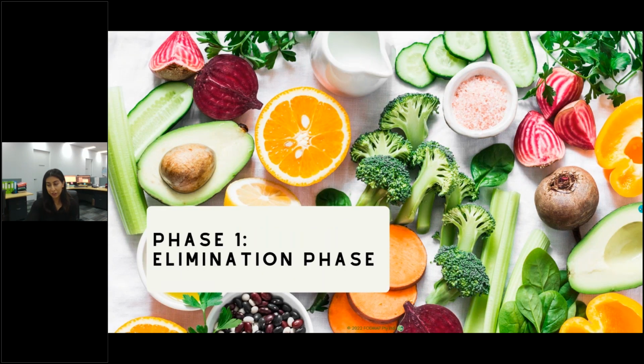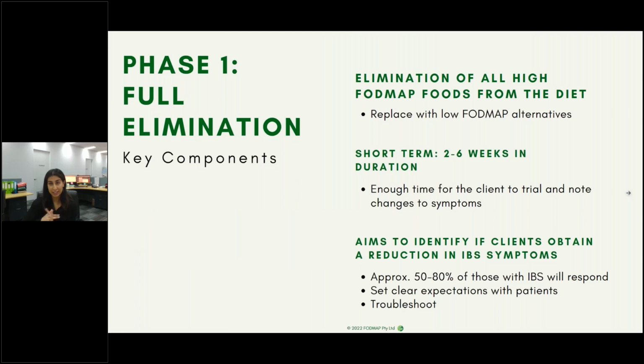Now we can move on in a little more detail to each of the phases. Phase 1, as I mentioned, is the elimination phase. This is where we want to eliminate all of the high FODMAP foods from the diet. This is the list that I showed earlier in the presentation. Every single one of those we want to completely eliminate and replace with low FODMAP alternatives so that there are still alternatives that the individual can have. This is only a short-term period, so it's 2 to 6 weeks. It's enough time for the client to trial the diet and see if they notice any changes in their symptoms.